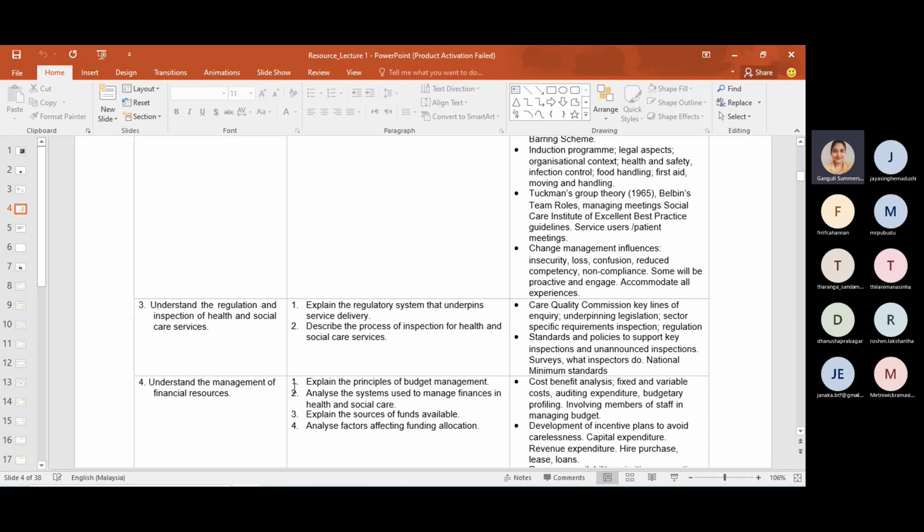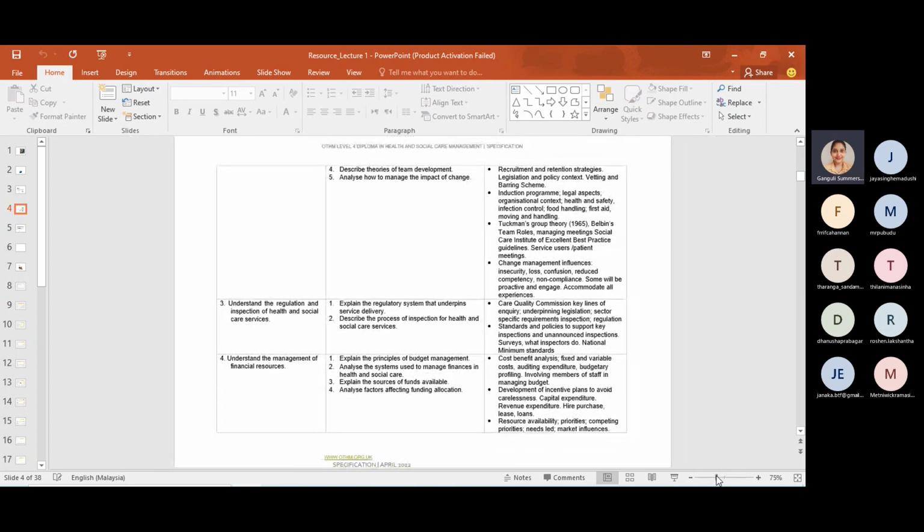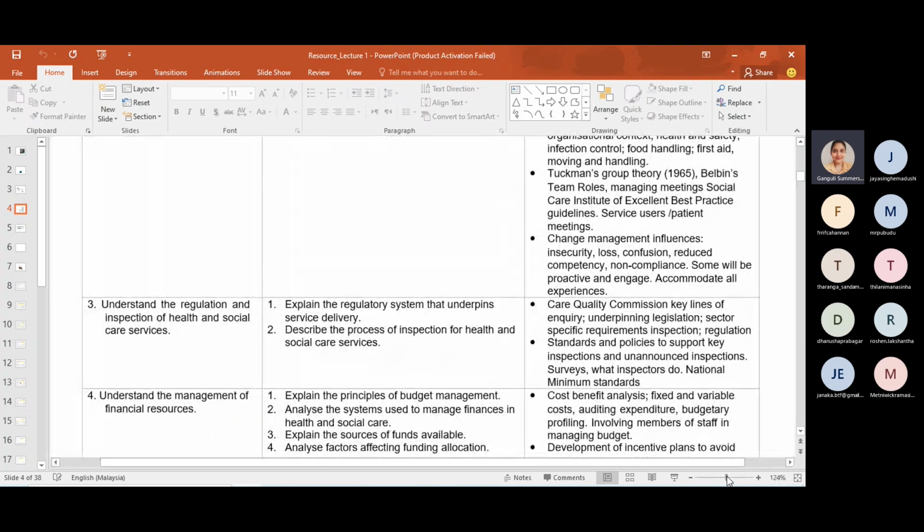And then we have the last learning outcome, learning outcome 4: understand the management of financial resources. Learning outcome 4 is basically about the management of financial resources, how you manage financial resources at your workplace. Under learning outcome 4, there are 4 assignment criteria.